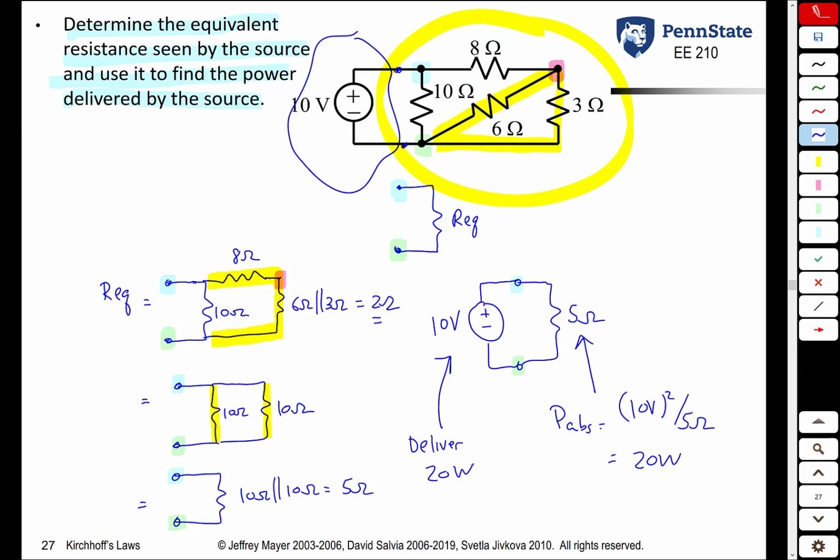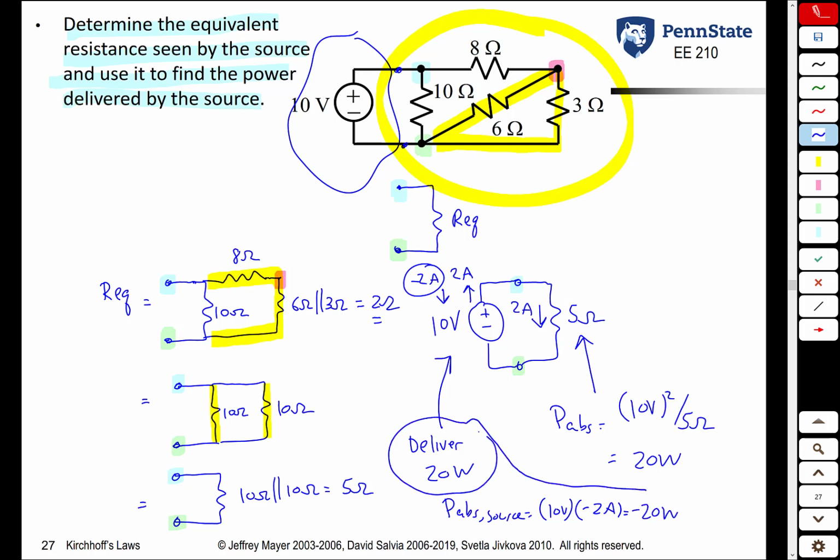Another way you could see this, by the way, is you could do Ohm's law. 10 volts divided by 5 ohms is 2 amps. So there's 2 amps flowing through this circuit. This source has 10 volts across it. It is 2 amps leaving the plus terminal. So that means it has negative 2 amps entering the plus terminal. And so the power absorbed by the source is 10 volts times the current into the plus terminal, which is negative 2 amps, or minus 20 watts, which is what we saw there.